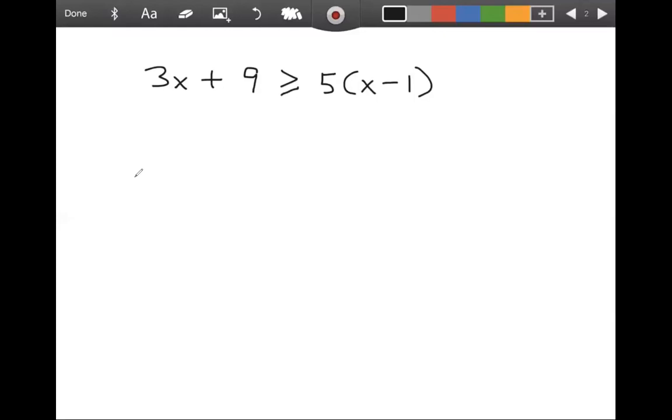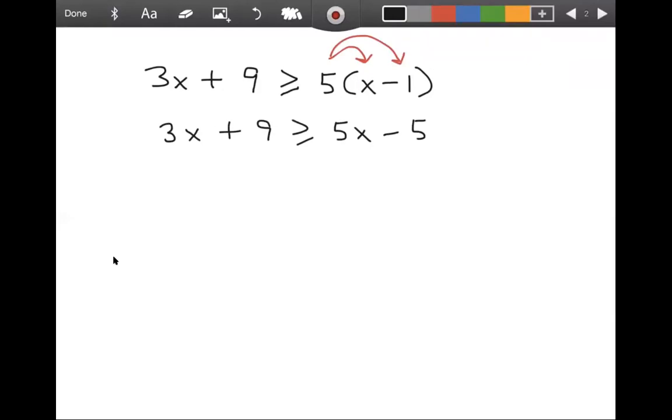Okay, the way I would do it, first of all, again, no fractions in step 1. However, we do have one set of grouping symbols, so we will get rid of those in step 2. That'll give us 3x plus 9 is greater than or equal to 5x minus 5. There are no like terms on the left side, no like terms on the right side, so nothing to do in step 3. However, in step 4, that's where we have to get the variables on one side and the numbers on the other side.